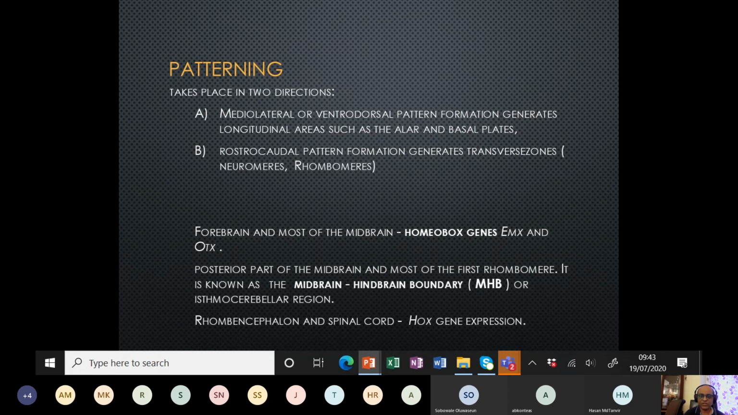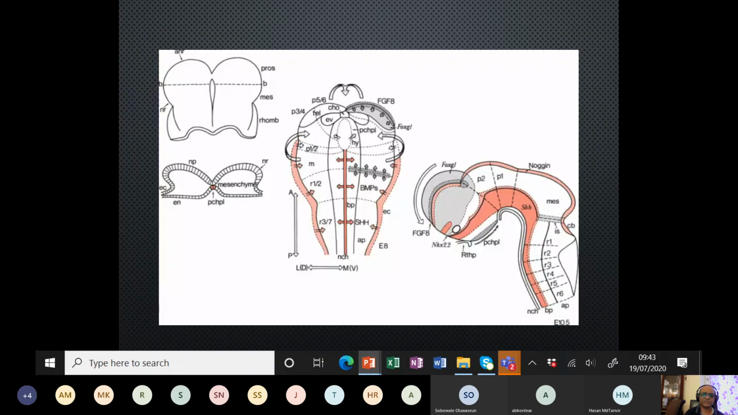And this is a very important concept to understand because this will determine what specific group of cells are going to perform the function they're going to perform at that particular level. And all of this patterning is actually governed by very, very specific genes. So for example, in the forebrain, you need these homeobox genes that are responsible for patterning of the forebrain. In the rhombencephalon, you need a specific group of genes called Hox genes, which will express themselves to form the specific structures of the rhombencephalon.